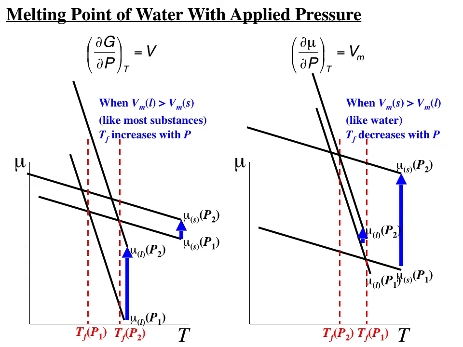So now I look for the intersection points of the mu curves at P1 and the intersection points of the mu curves at P2. Now what I see is that the freezing point, or the point of melting of the material at the lower pressure, is greater than the melting point of the material at the higher pressure. That's very interesting and very unique to water. I know of no other material that exhibits this kind of behavior.